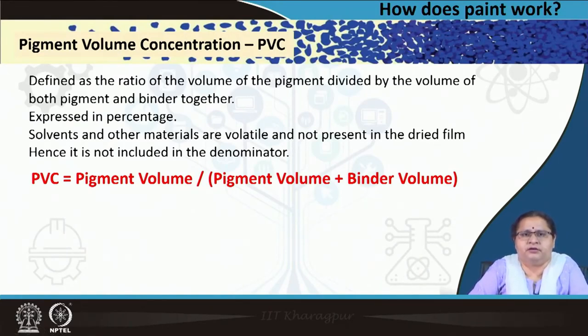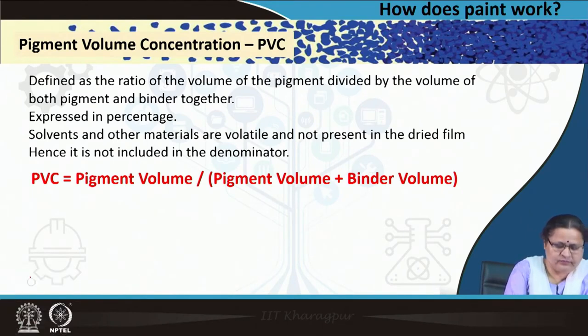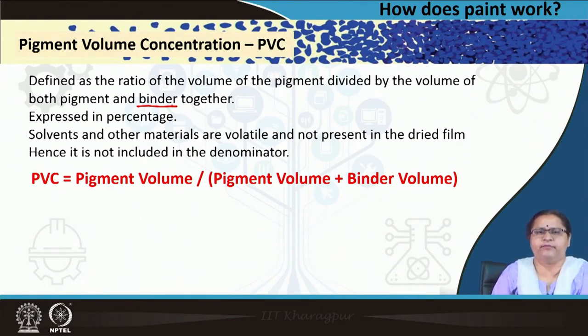Here you see a phrase like pigment volume concentration, that is also called PVC of paint. It is defined as the ratio of the volume of the pigment divided by the volume of the pigment and the binder. Mind that here the word is binder, not the solvent, not the thinning agents that you are adding. So it is the pigment volume divided by the pigment volume and the binder volume, and it is expressed as a percentage. Whatever it is, it is multiplied by 100 and you get it as a percentage.